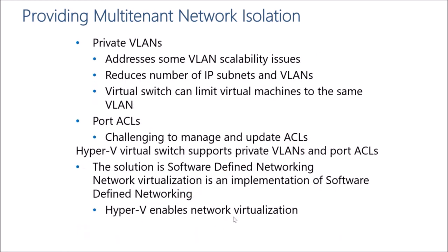So for providing multi-tenanted network isolation, we can use private VLANs, which address some of the scalability issues and reduce the number of virtual IP subnets on VLANs. Virtual switch can limit virtual machines to the same VLANs. We can use port ACLs, access control lists, but it's challenging to manage and update access control lists, especially when things are dynamic. Hosts are being added, hosts being removed, virtual machines are moving around, physical network infrastructure being added, removed, and so forth.